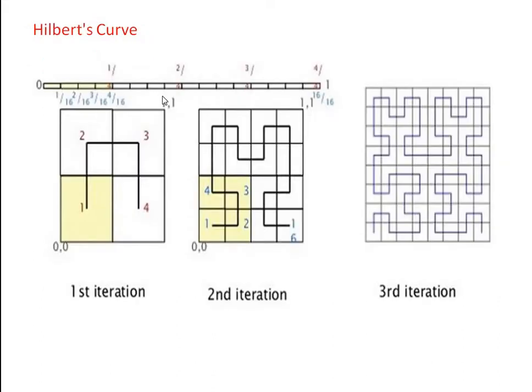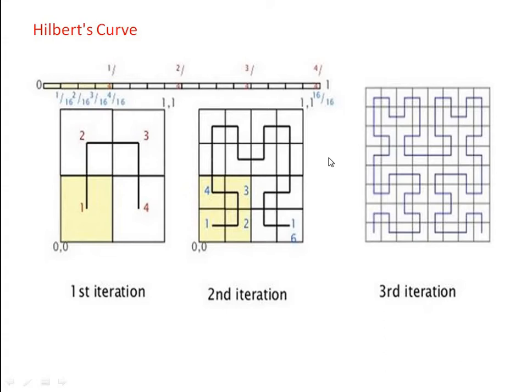This is our Hilbert curve, and this Hilbert curve can be constructed by the following approximation, that is by using the first, second and third iteration. We are going to draw a Hilbert curve.